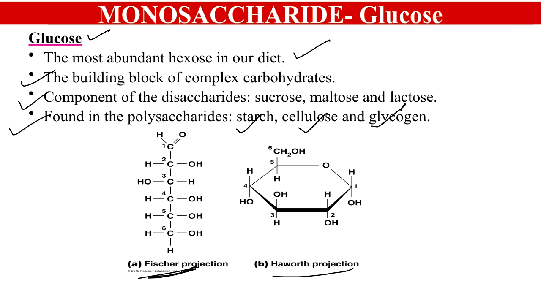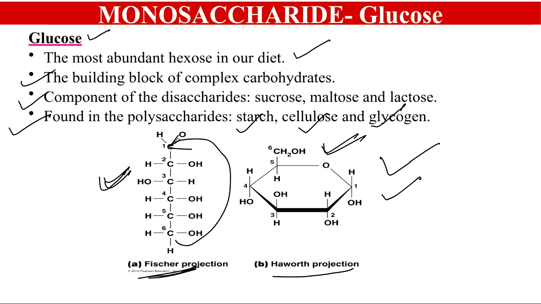When this Fischer projection, the straight chain structure that we just discussed in the previous slide, gets cyclized, it gets converted into this kind of structure. So this is the cyclic structure, known as the Haworth projection. Either of the two is correct, but when we understand metabolic pathways, we often look at the cyclic structures because it's easier to understand.